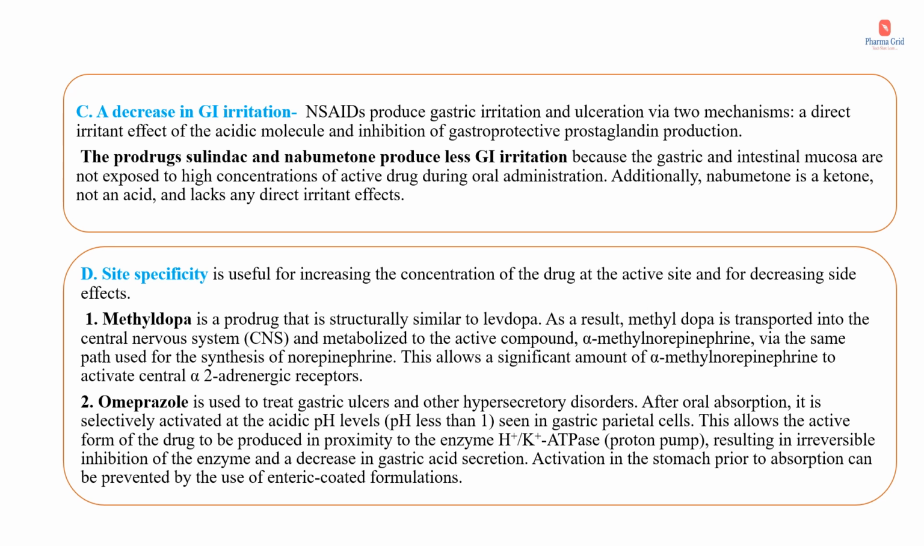Next example is omeprazole. Omeprazole is used to treat gastric ulcers and other hypersecretory disorders. After oral absorption, it is selectively activated at the acidic pH levels, that is pH less than 1, seen in the gastric parietal cells. This allows the active form of the drug to be produced in proximity to the enzyme H+/K+ ATPase, which is known as the proton pump, resulting in irreversible inhibition of the enzyme and a decrease in gastric acid secretion. Activation in the stomach prior to absorption can be prevented by the use of enteric coated formulations.